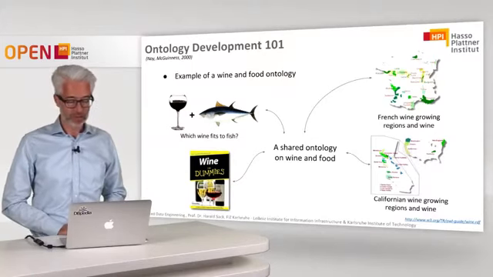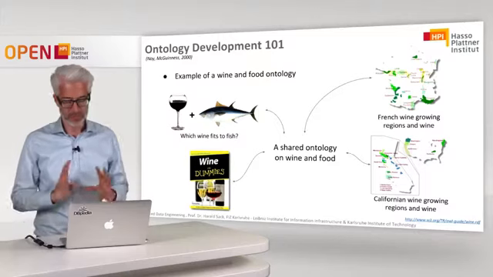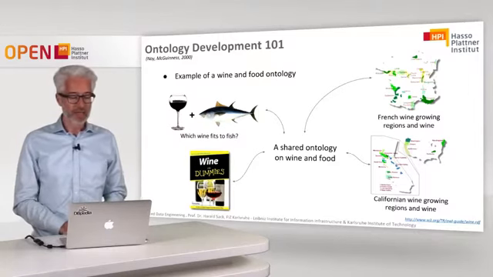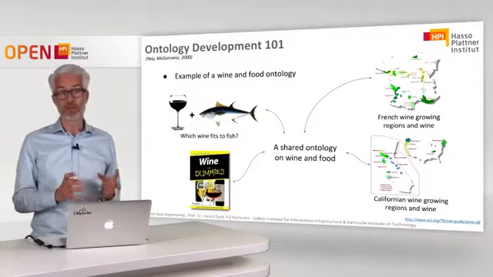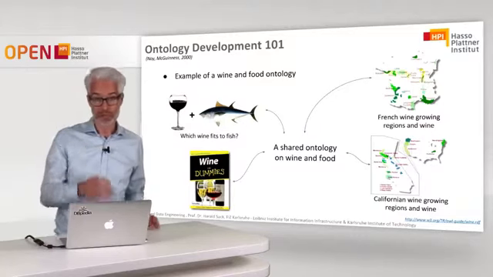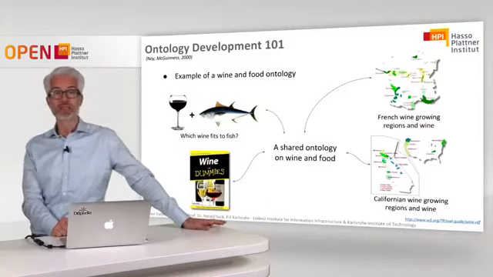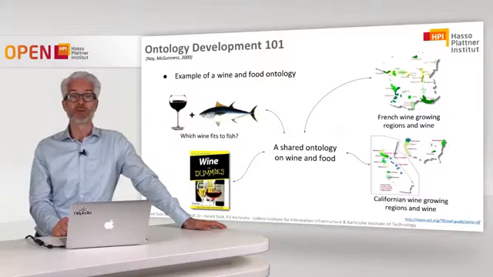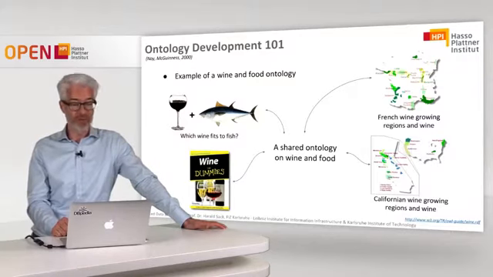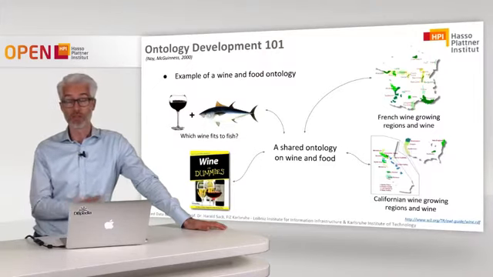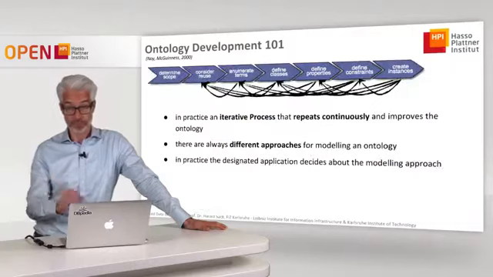And of course, they also reflect French wine growing regions. A lot of knowledge which comes from books like this one, Wine for Dummies, is put into this ontology to answer questions like, for example, which wine fits to fish or to seafood and stuff like that. So we want to develop a shared ontology on wine and food.